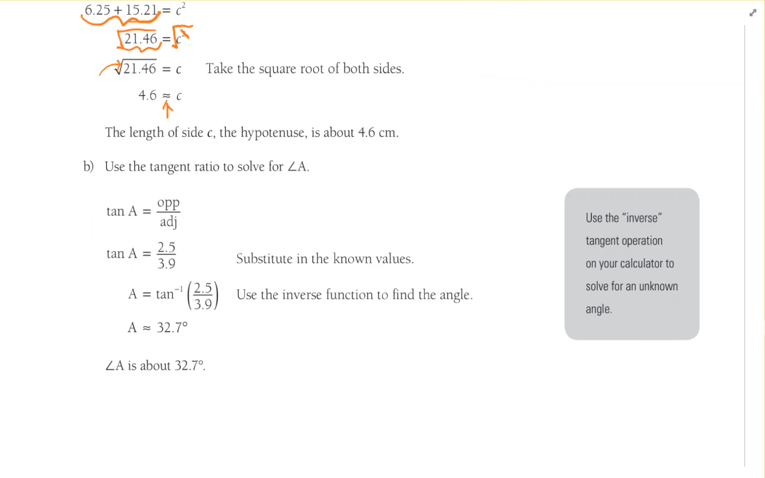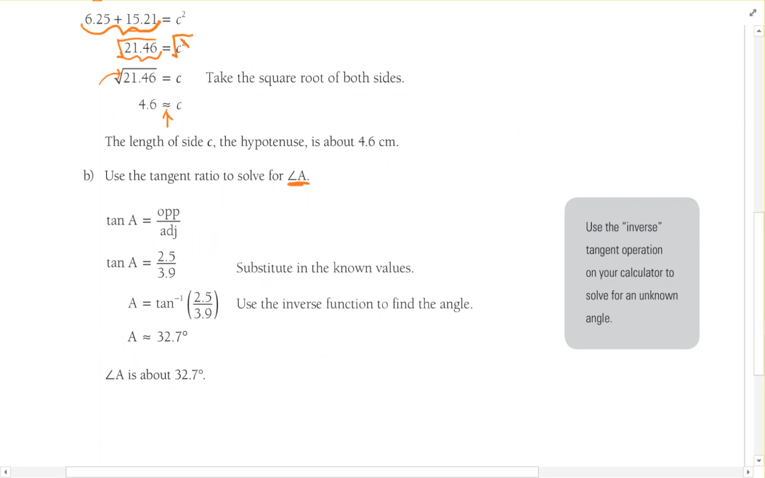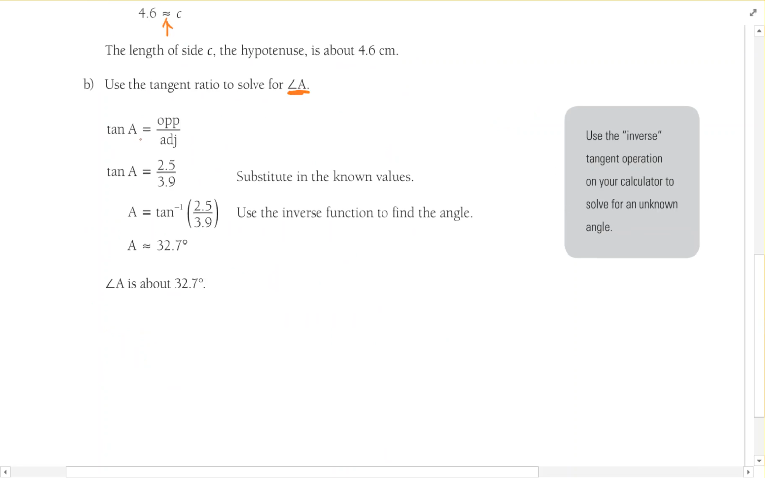Okay, so now let's do B. And this one's mostly just going to be making sure you do it right in your calculator. So it says find the tangent ratio to solve for angle A. So it's just saying what is this angle, right? So here's our formula. Tan A is equal to opposite over adjacent. We just got to make sure you get the right one and the right one here.